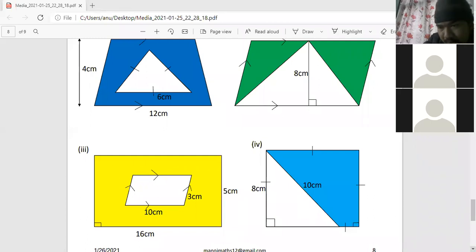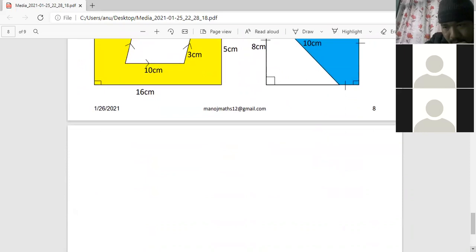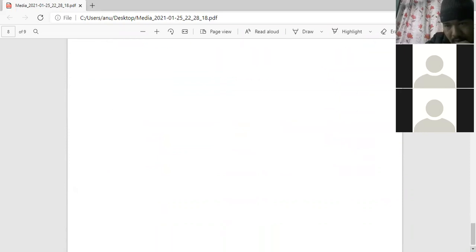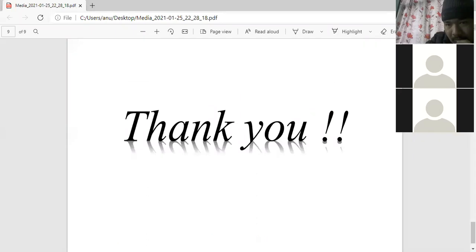Om Bhatta, now have you understood? Have you understood now? Okay. Today this much only, and practice the homework questions.